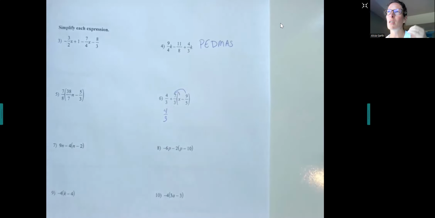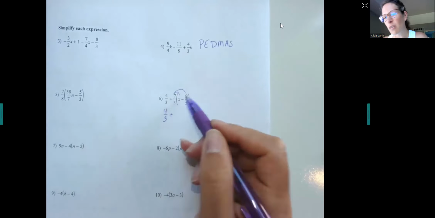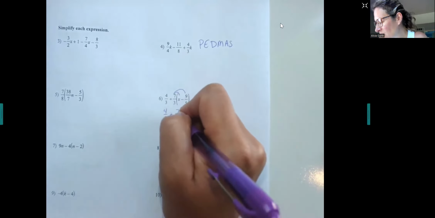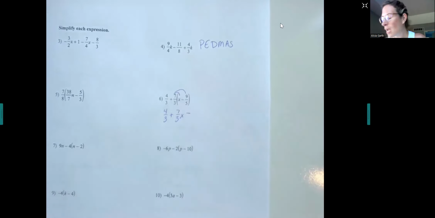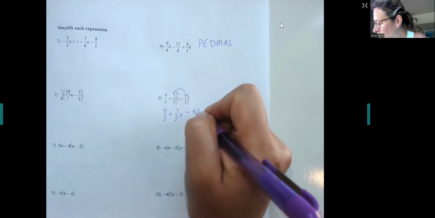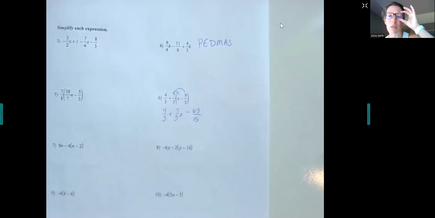I promise you, you'll get much better grades in all of math and science if you're always rewriting what you're doing. So I'm distributing the 7/3 to x, which means that I have 7/3 x minus 7 times 9 is 63, and 3 times 5 is 15. Now remember, when you're multiplying fractions, you're multiplying the top numbers and the bottom numbers.